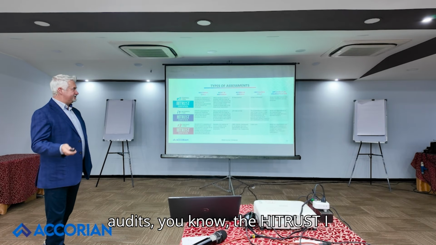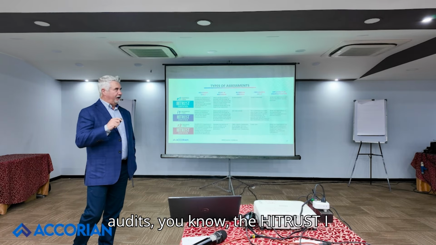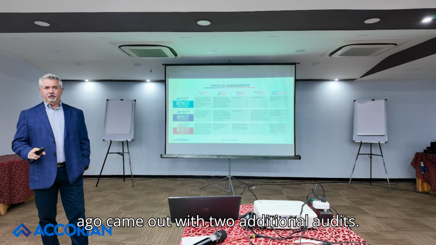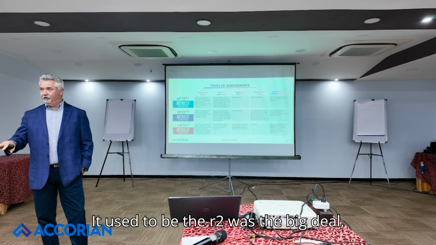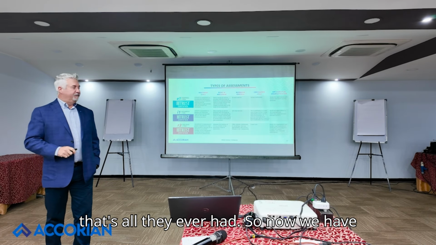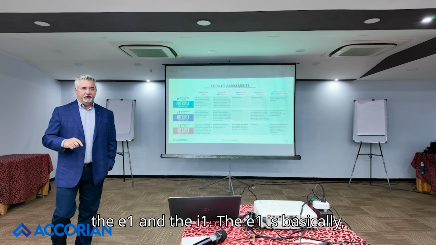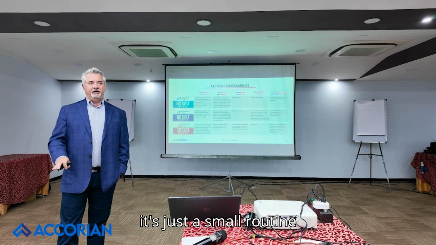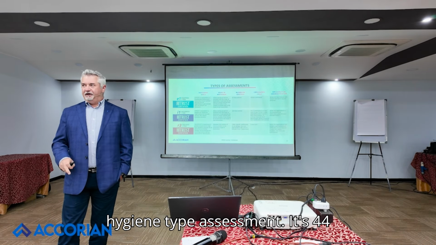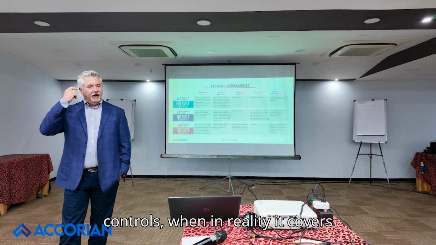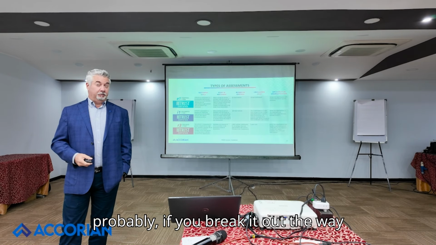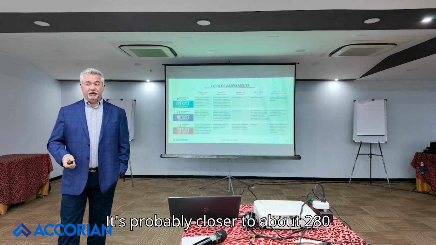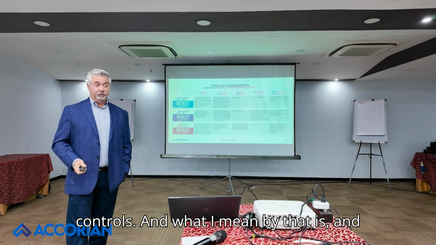The different types of audits. HITRUST, I guess about a little over 2 years ago, came out with 2 additional audits. It used to be the R2 was the big deal. That's all they ever had. So now we have the E1 and the I1. The E1 is basically just a small routine hygiene type assessment. It's 44 controls, when in reality it covers probably, if you break it out with all these sub-elements in there, closer to about 280 controls.